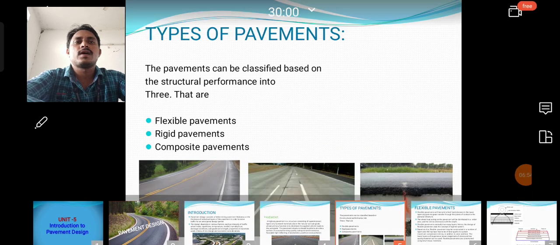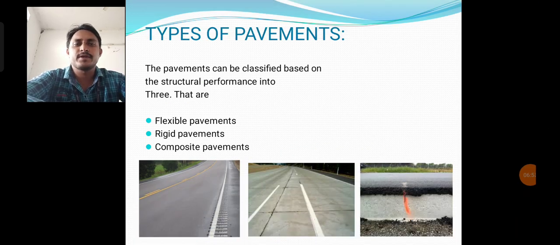The next question: what are the types of pavements in pavement design? In pavement design we have three types of pavements based upon the structural performance, which means based upon the loading condition or other factors. Based upon the structural performance of the road, there are three classifications: one is flexible pavement, second is rigid pavement, and third is composite pavement.